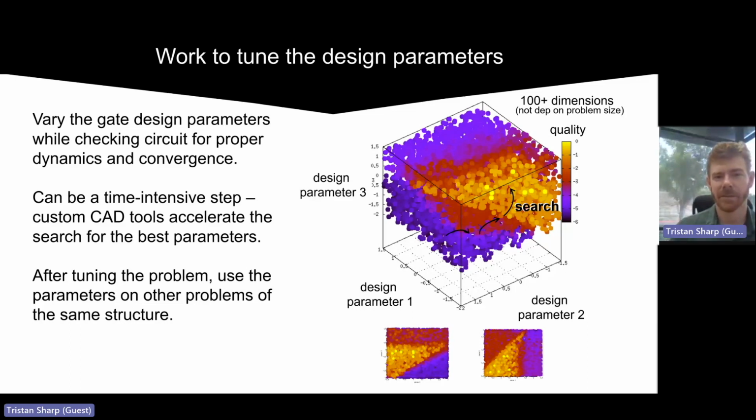The search is often, we're typically working in more than 100 dimensions these days in this structured landscape. Notice these 100 dimensions do not depend on the problem size. It's just the freedom that we give to the tuned parts of our DCMs, the dynamic correction modules, and other circuit design parameters actually. And then after tuning, luckily you've invested that time, but you then can use the parameters on other problems with the same structure.